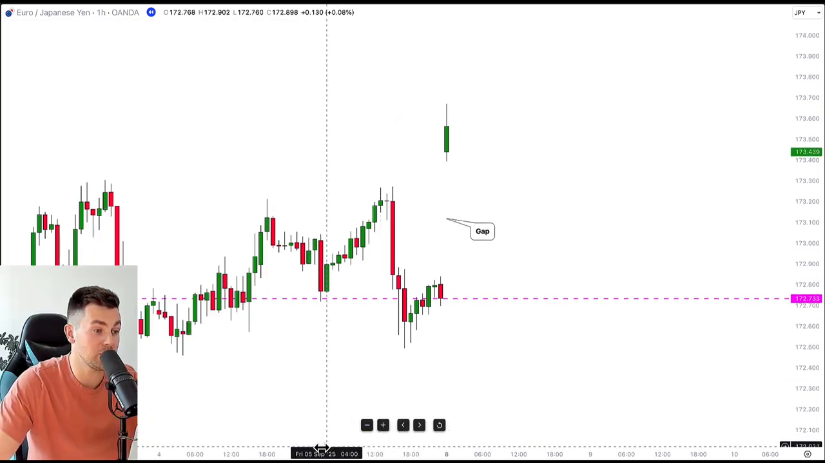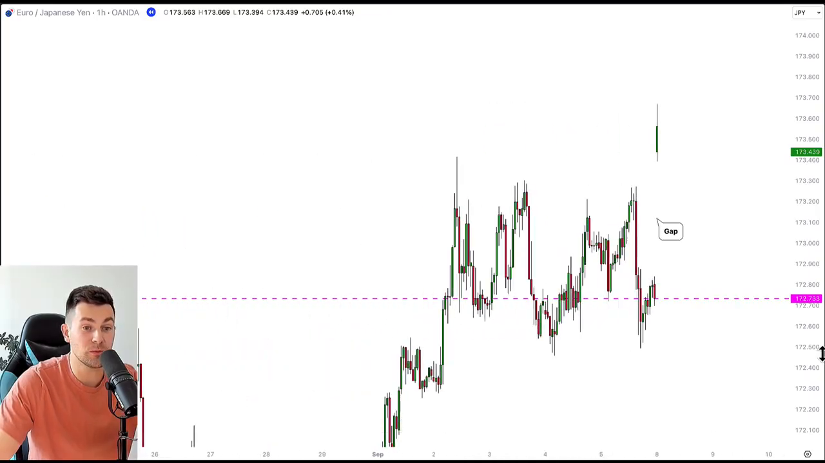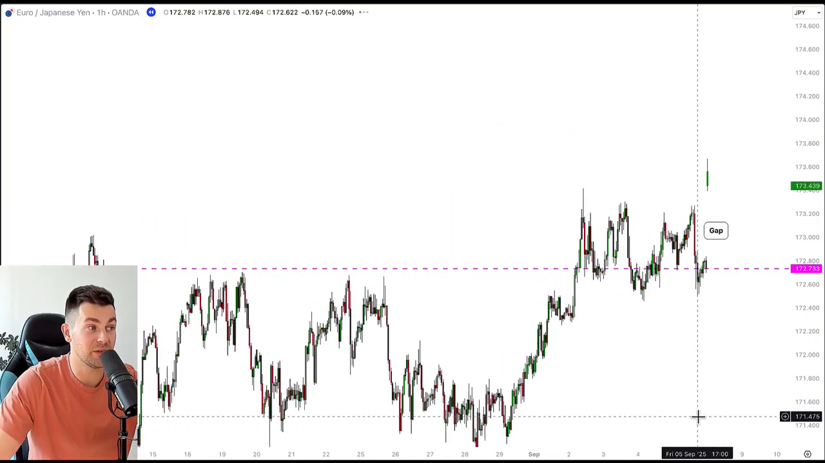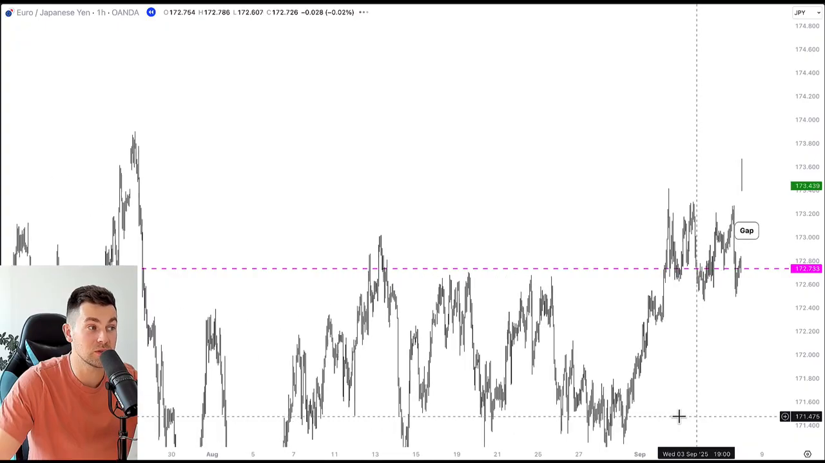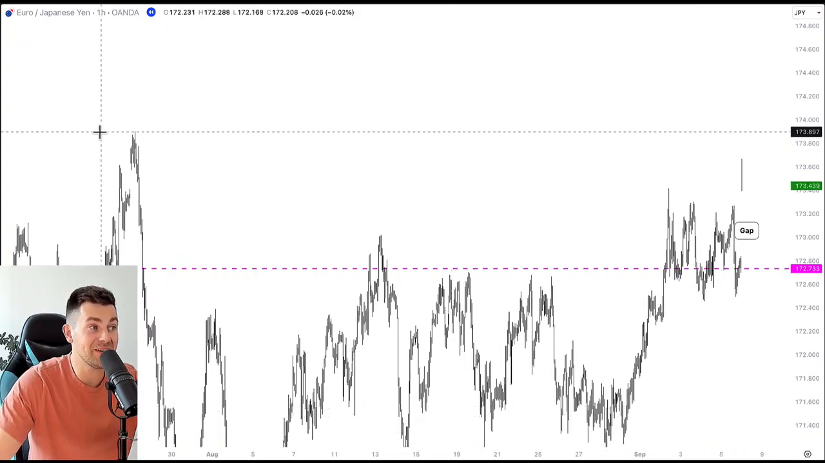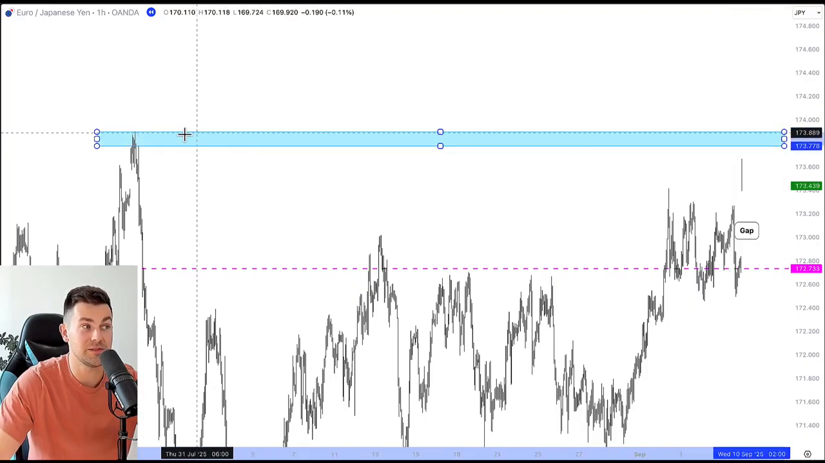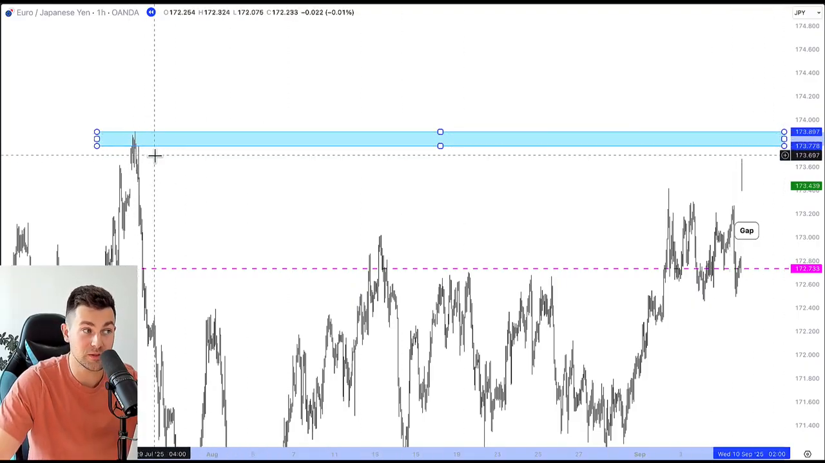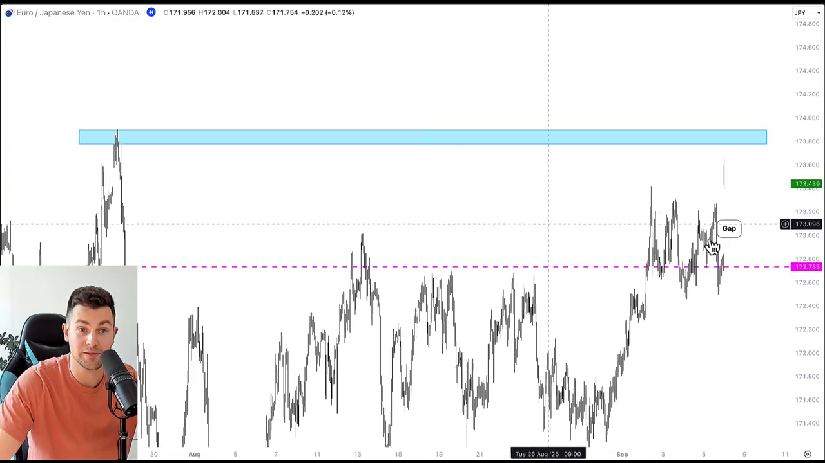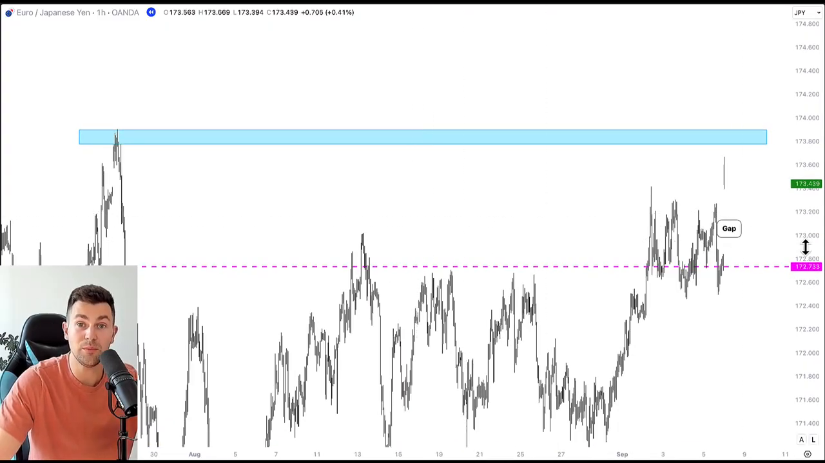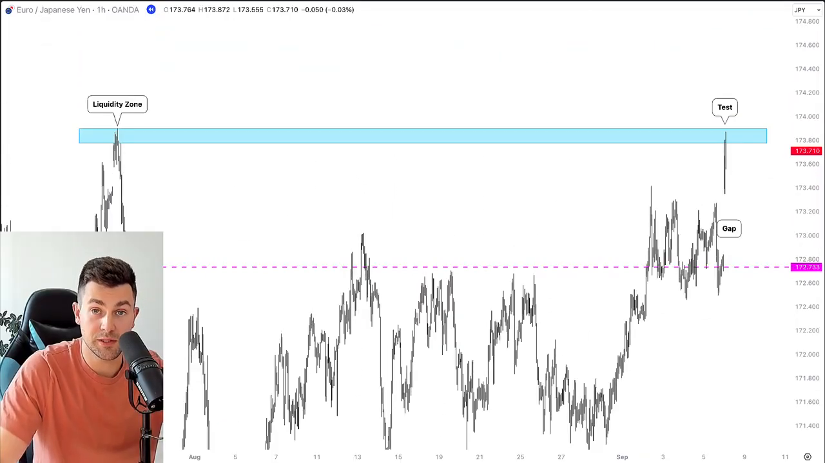We zoom out the chart and we analyze the historic price action, and we look left, looking for our closest strong liquidity zone. And here is our zone. Here's our significant liquidity cluster, significant historic resistance that the market respected in the past. So our task will be to wait for a test of that liquidity zone. And you can see that our liquidity zone was successfully tested.